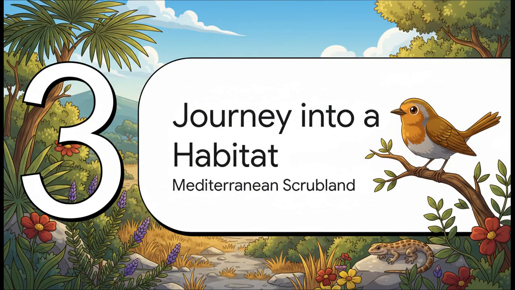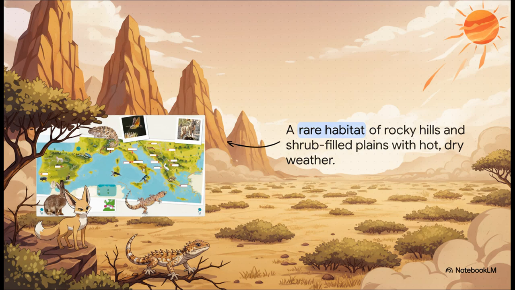Okay, so we've got the basic rules down. Now let's zoom in and actually visit one of these places. Our first stop on this world tour is a pretty rare and tough habitat, the Mediterranean scrubland. So imagine this, a landscape of rocky hills and plains, and it's covered in these tough, scrubby bushes. The weather is hot, it's dry, it's a really challenging place to live. The animals here have to be incredibly resilient just to make it.